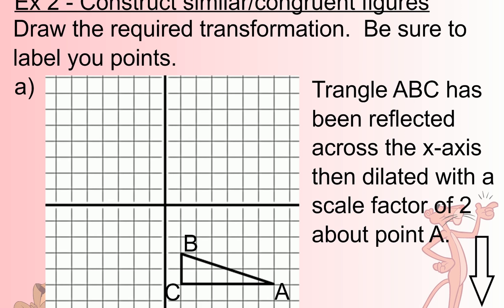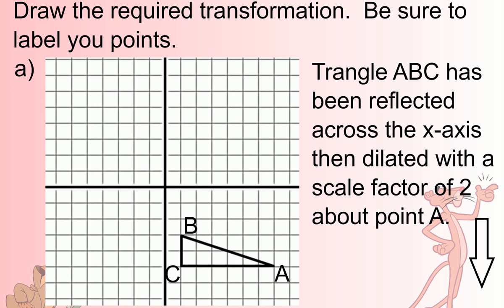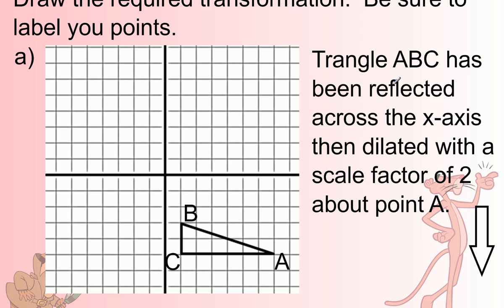Now, example 2, we're going to construct similar or congruent figures. So it says, draw the required transformation. Be sure to label your points. Okay. So it has triangle ABC has been reflected across the x-axis, then dilated with a scale factor of 2 about point A.